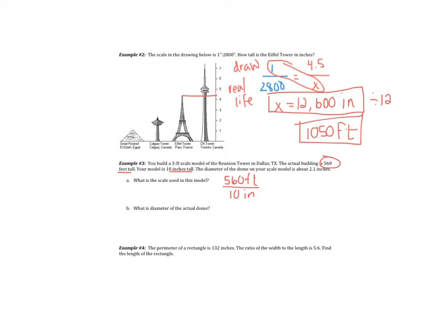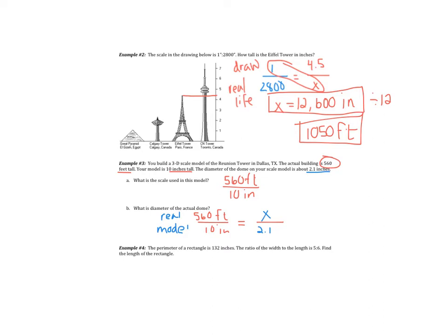All right, so part B, we're going to find the diameter of the actual dome. So 560 feet over 10 inches, and we're going to set up a proportion, so we're going to set this equal to something. Now, my numerator here represents real life. The denominator represents my model, so I have to be careful. When I plug in the diameter that I have here, I have to figure out, is that the real life diameter or is it the scale? Well, it does say the diameter on the model is 2.1, so I'm going to put that in the denominator, and my unknown is x, so I put that up in the numerator.